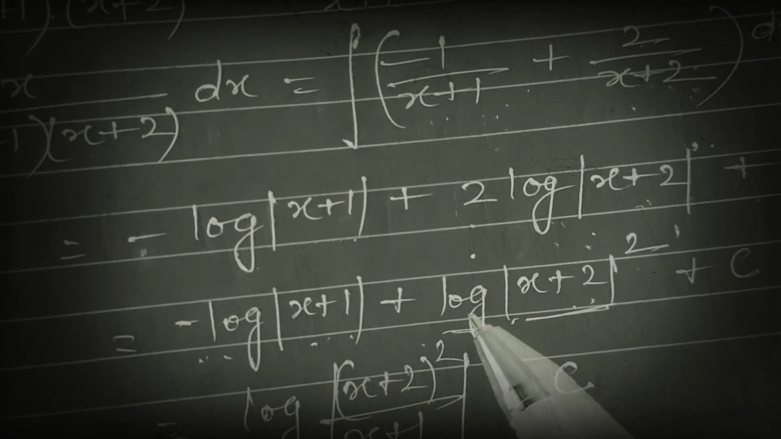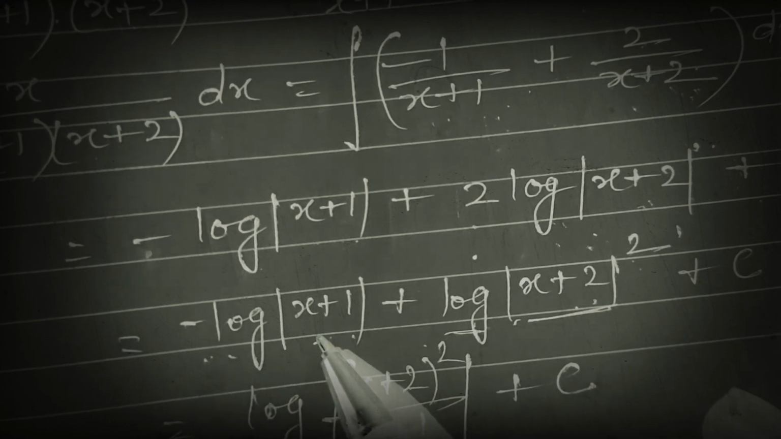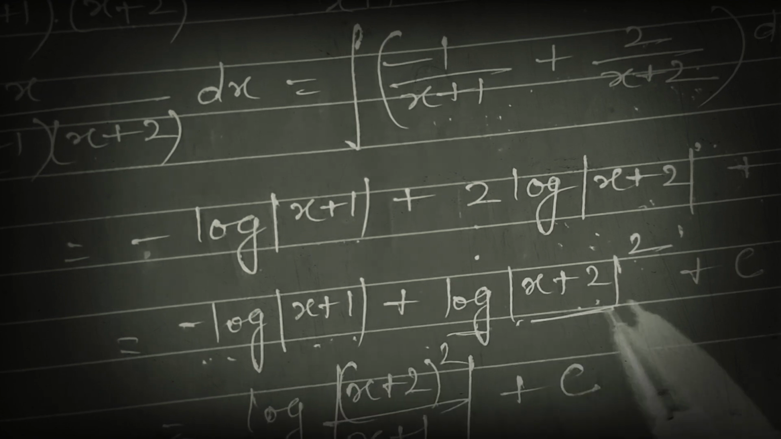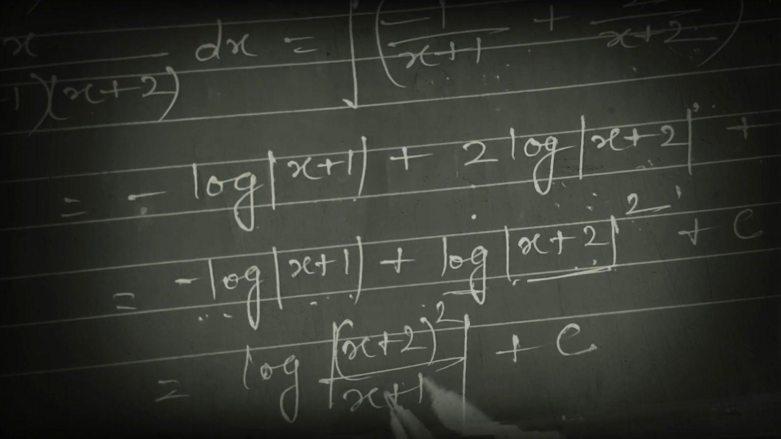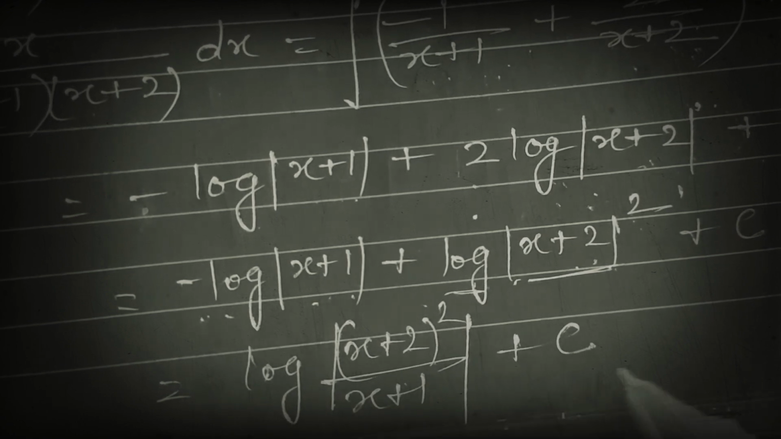So we can write as log of x plus 2 whole square and it is minus of log x plus 1. Suppose this is m, this is n. Log m minus log n is log m upon n. So log x plus 2 whole square upon log x plus 1 plus c. So this is answer.